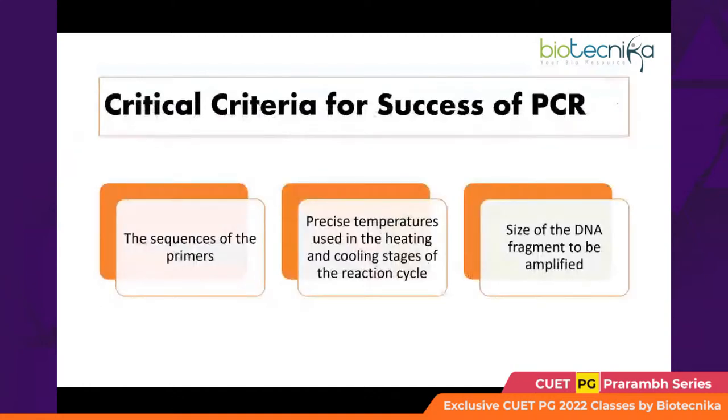Okay, so what are the critical criteria for the success of PCR? First of all, the primer. It is very, very important because the primer will mark the area that we want to amplify. Second, the temperatures. In the thermocycler, everything is controlled by temperature, whether it is the denaturation step, the annealing step or the extension step. The third is the size of the DNA fragment that is to be amplified. If we try to amplify a DNA fragment which is too big, then the amplification efficiency will be reduced. So DNA length should not be more than 3 kb, and ideally it should be less than 1 kb if we want to get the best amplification.